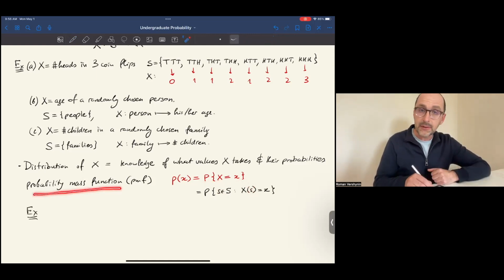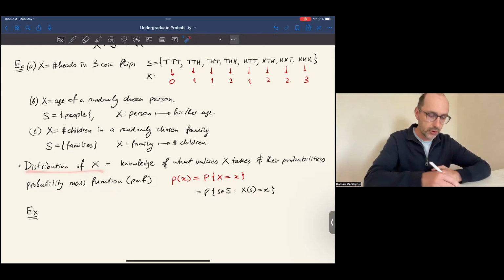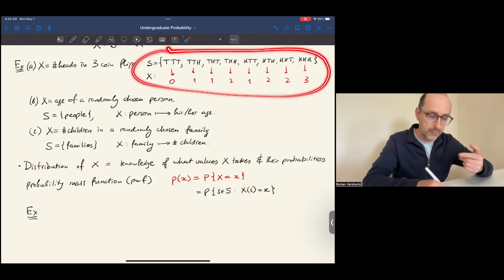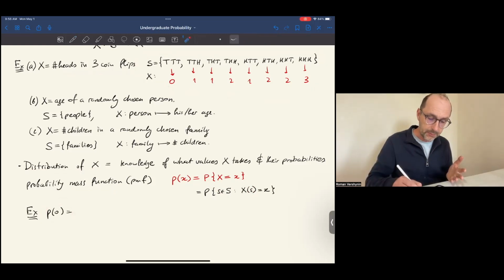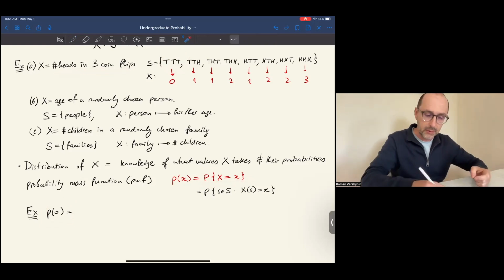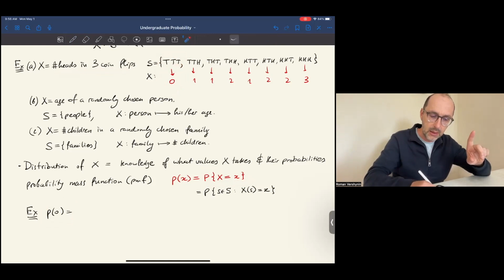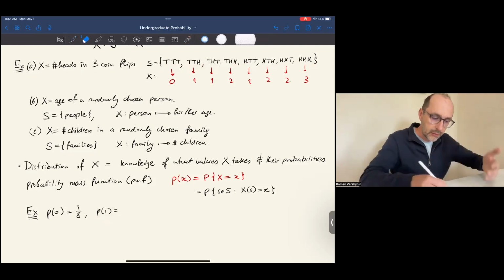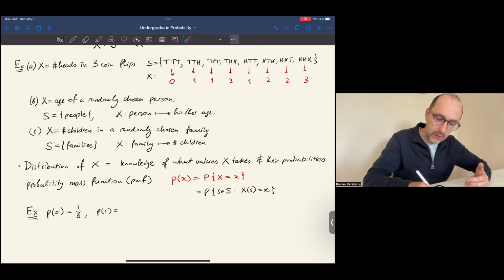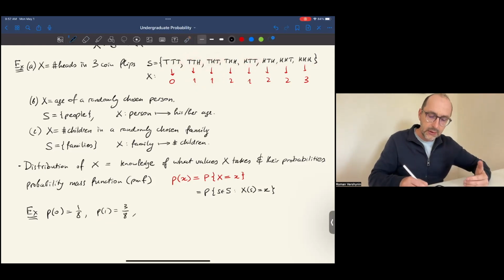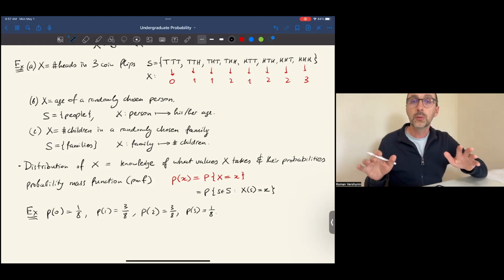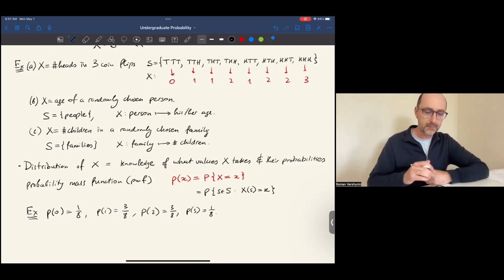So the probability mass function captures the distribution of X. For instance, in this example, P of 0 is the probability that the random variable X takes value 0. It only happens in 1 outcome out of 8 outcomes. So the probability is 1 over 8. Next, P of 1, there are 3 outcomes on which the random variable takes value 1. So the probability is 3 over 8, and so on. That was what we did in the last episode.